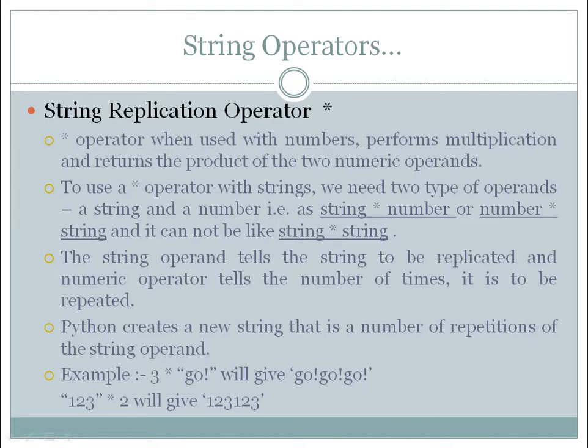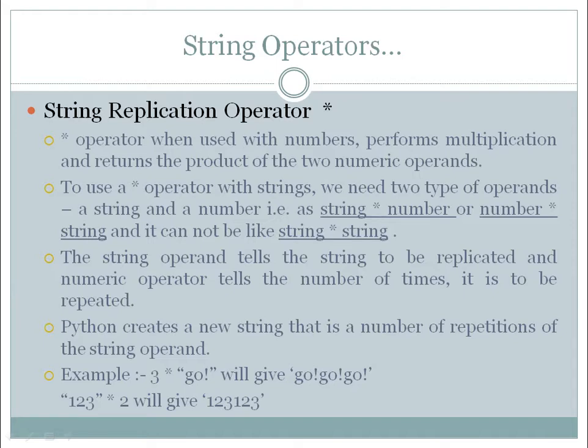And returns the product of two numeric operands. To use a star operator or a replication operator with strings, we need two types of operands, one string and one number. How can we use it? We can use it either string into number or number into string. But it cannot be string into string. Okay, we cannot multiply two strings. It can be either string into a number or a number into a string.